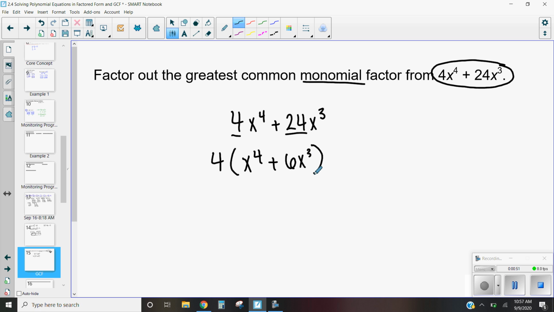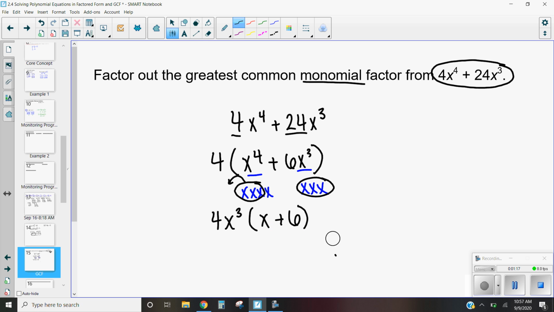Now, I pulled out my coefficient. Next, I want to look at my variable here. I have x to the fourth, which really is 4 x's, and x to the third, which is 3 x's. And I want to pull something out of this. Now, if I have 4 here and 3 here, I can take 3 from both of those and pull them to the outside. So really what we have here is 4x to the third times (x plus 6). And that's what it would be if I factored out the greatest common monomial.